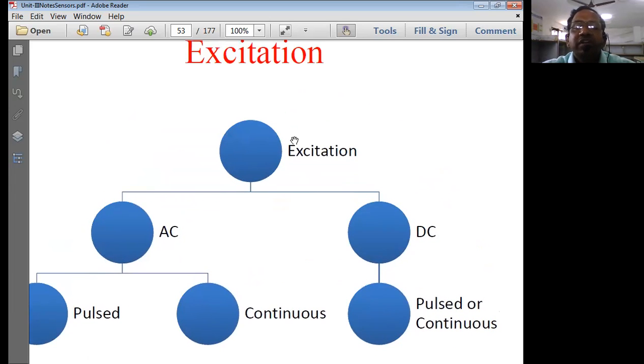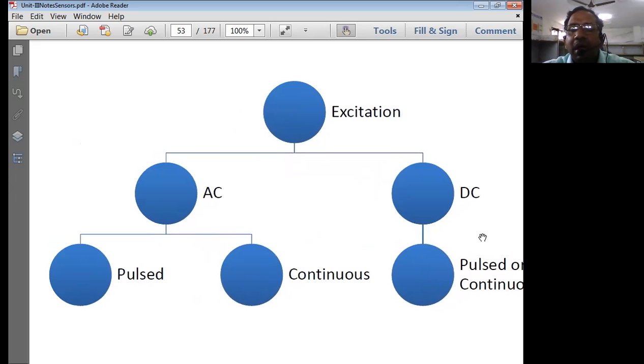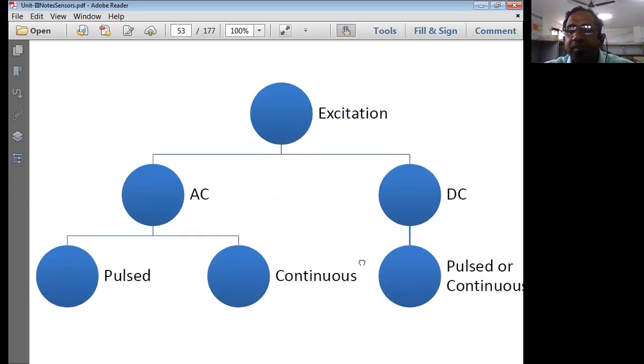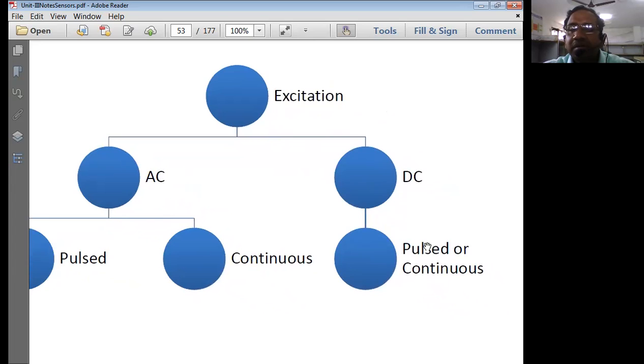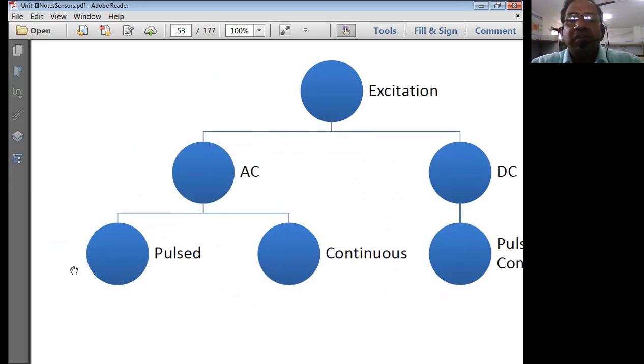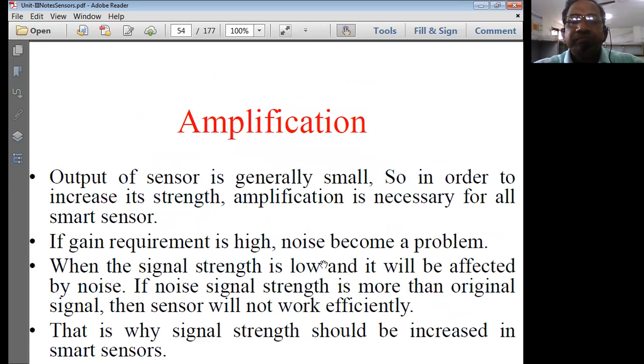So two types of excitations we're going to have, right? Usually amplifiers are going to be excited by continuous DC signals, and maybe pulsed DC signals. Digital amplifier circuits are normally excited by pulsed DC signals, whereas analog amplifier circuits are normally applied with continuous DC signals. So these are all the various types of excitations that we can apply to the sensors.